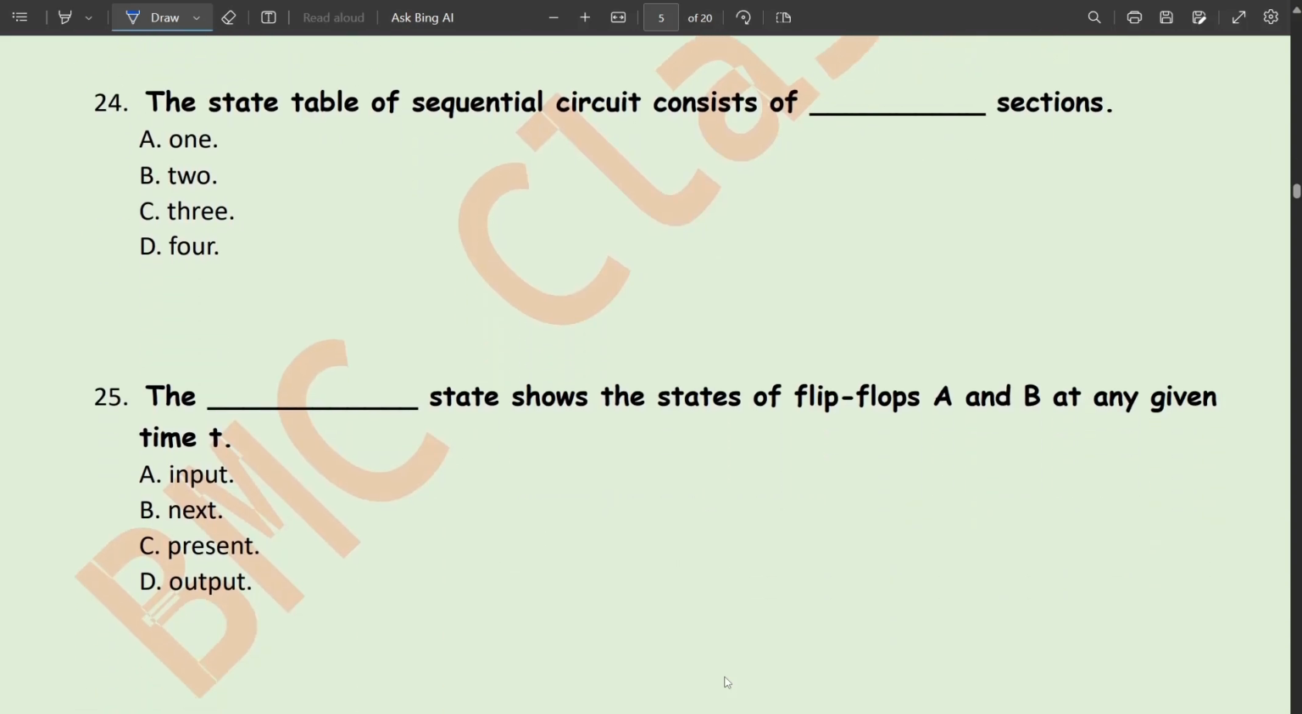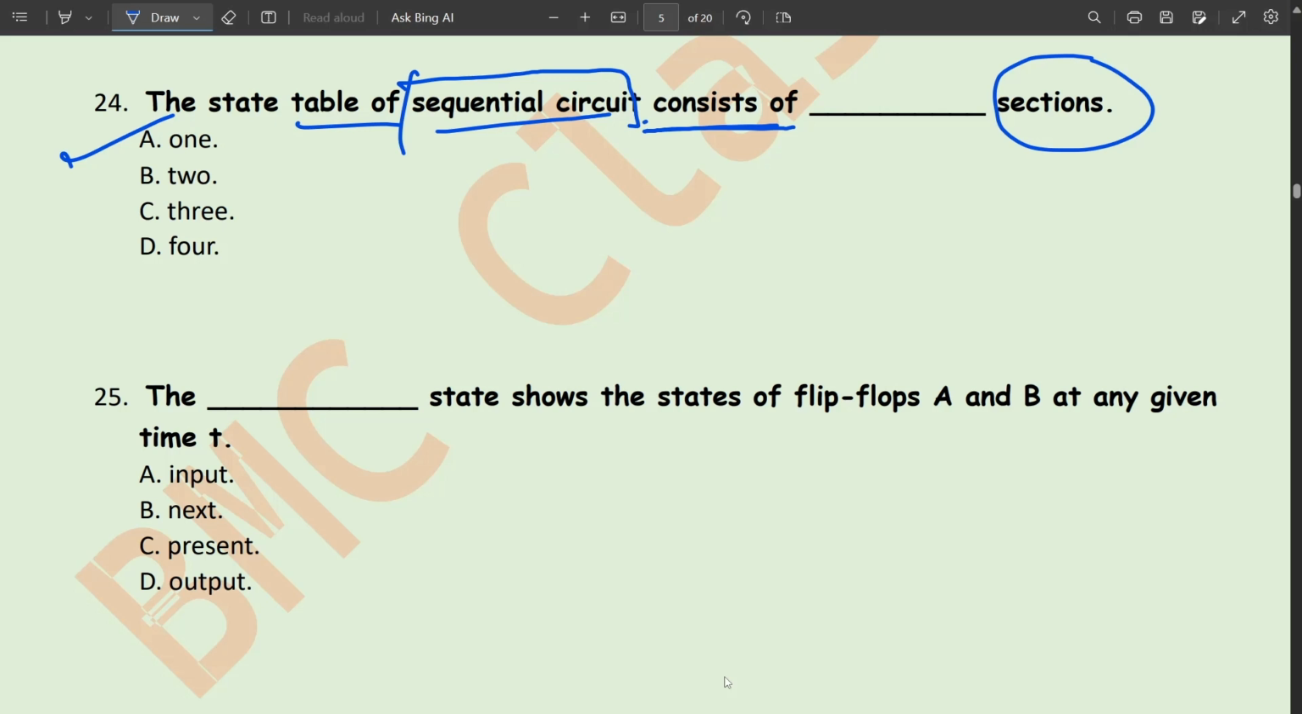Next. The state table of a sequential circuit consists of sections. The sequential circuit consists of how many sections? The answer will be 4. Option D is correct.